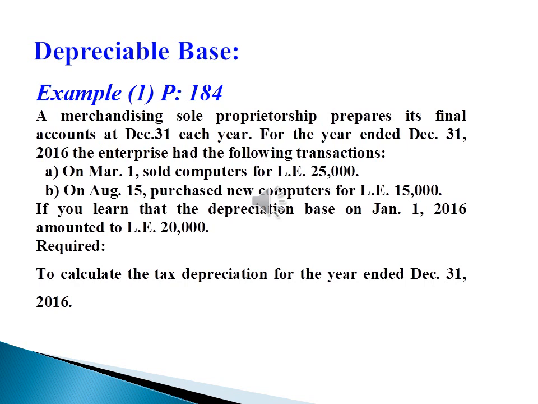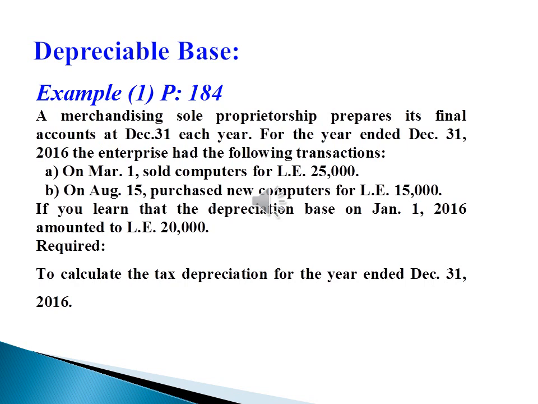Example 1 on page 184 in your textbook. A merchandising sole proprietorship prepares its final accounts at December 31 each year. For the year ended December 31, 2016, the enterprise had the following transactions. A. On March 1st, sold computers for 25,000 livres Egyptian. B. On August 15, purchased new computers for 15,000 livres Egyptian.